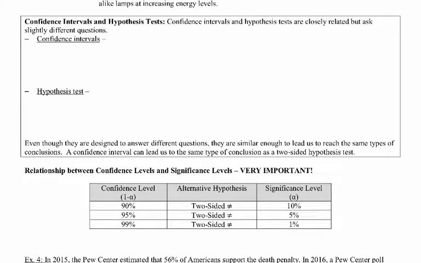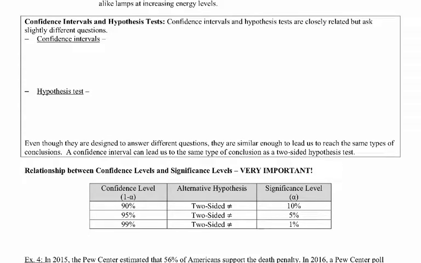So let's continue our discussion of section 8.3 with the section in your notes that says confidence intervals and hypothesis tests. Confidence intervals and hypothesis testing are very, very closely related. They're both under the umbrella of inferential statistics, and the goal with both of them is to make some prediction about what we think is true for a population based on a sample that we select from that population. What's really different is the questions that they ask.